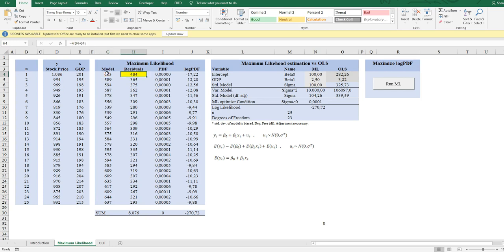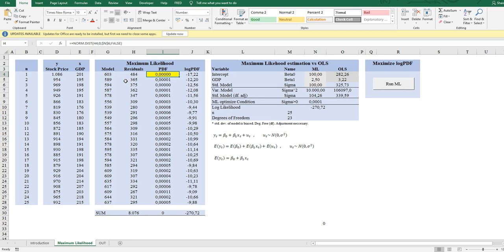Then we take the residuals between the stock price and the model, and then here comes the tricky part, perhaps: the way we try to minimize the difference between the stock price and the model price, which is obviously what we intend to do. We want to build the best possible model.